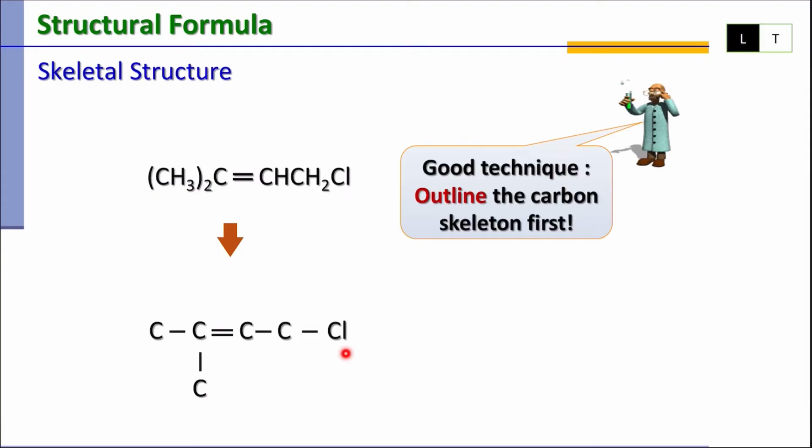After that, bila saya nak draw saya punya skeletal structure, saya akan ikut outline zigzag macam this one. So boleh nampak saya punya bentuk macam this form for the skeletal structure.